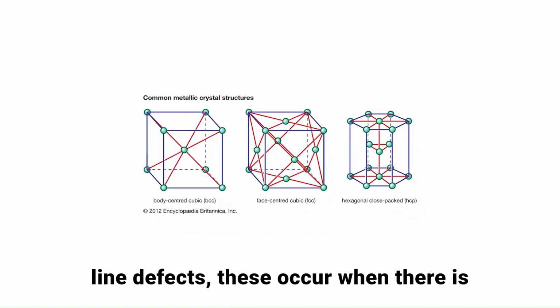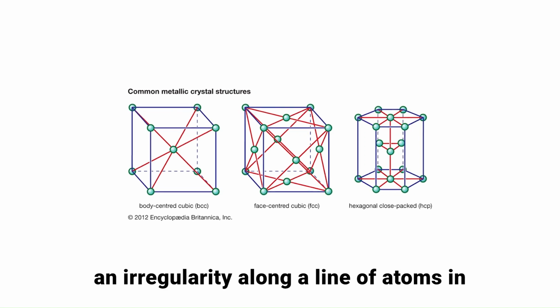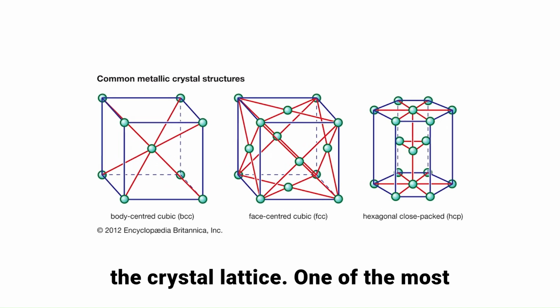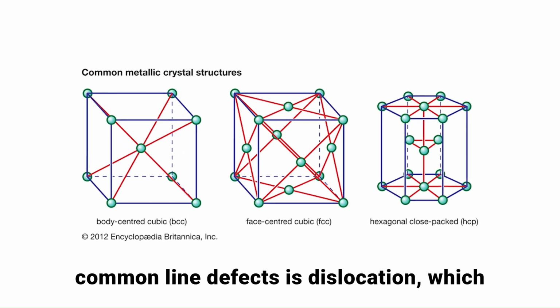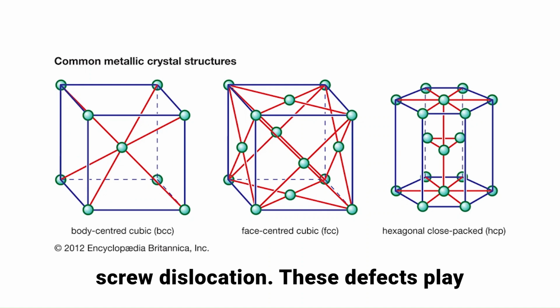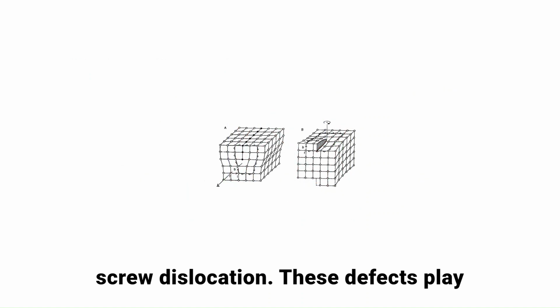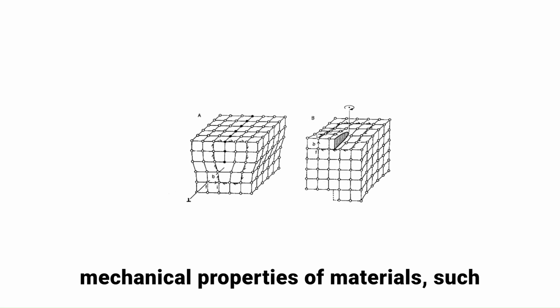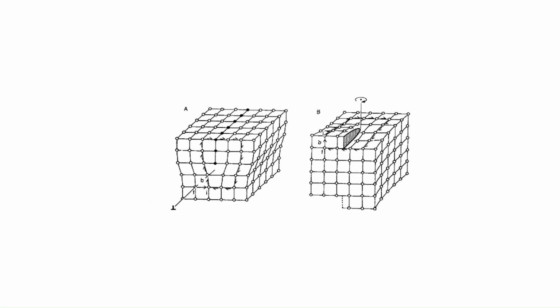Moving on to line defects, these occur when there is an irregularity along a line of atoms in the crystal lattice. One of the most common line defects is dislocation, which can be either an edge dislocation or a screw dislocation. These defects play a crucial role in determining the mechanical properties of materials, such as their strength and ductility.